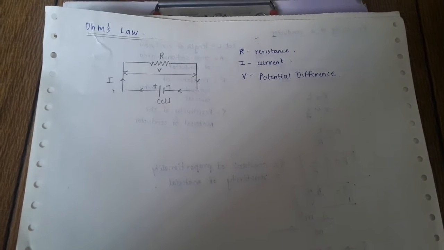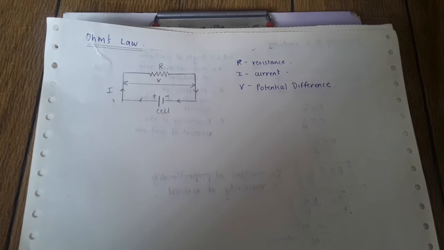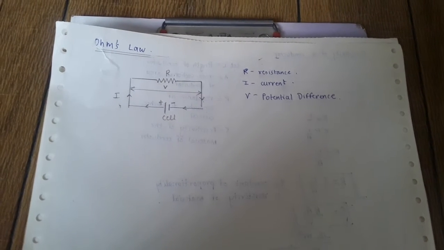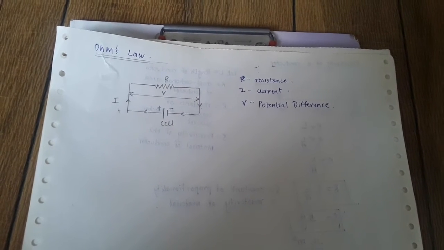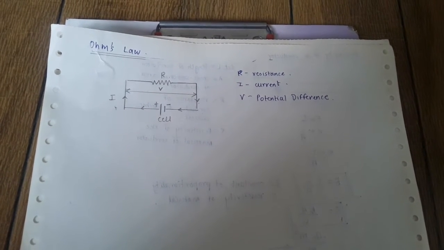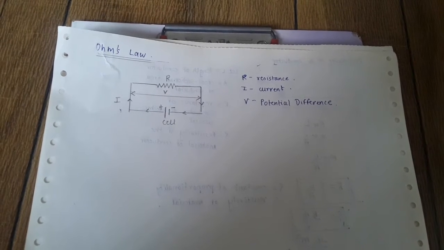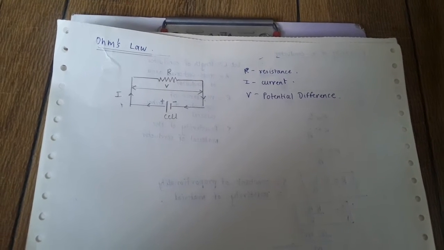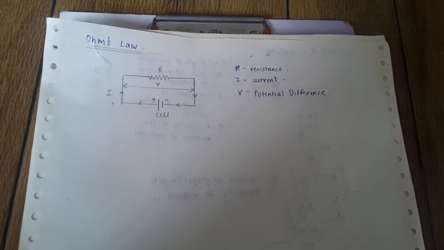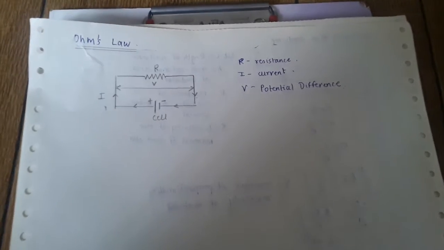If the physical state of the conductor is constant, the current I flowing through the conductor is directly proportional to the potential difference between its two ends. This is Ohm's law. The current I is directly proportional to the potential difference across the two ends of the conductor. So let's study the diagram for this.